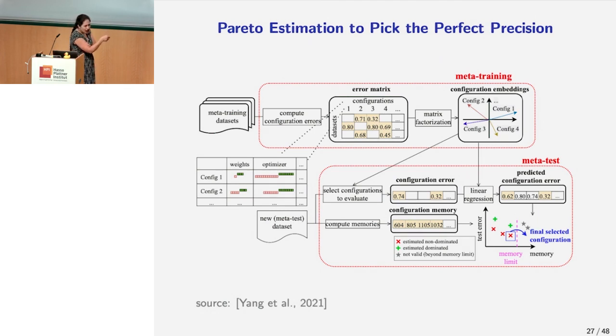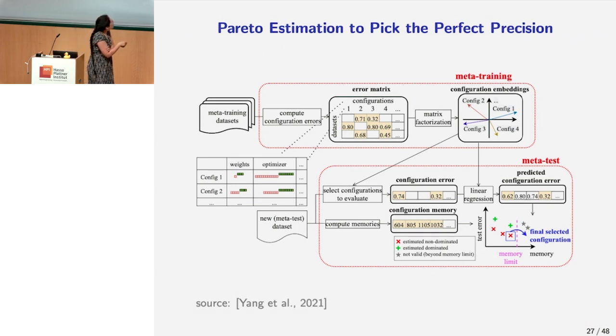At train time, we take a bunch of training data sets. We train our deep learning model and compute its error on each data set after running it for maybe a fixed amount of time. We write that down in an error matrix, and then we use matrix factorization to find low-dimensional embeddings for each configuration and for each data set. I'm going to focus on the configurations.